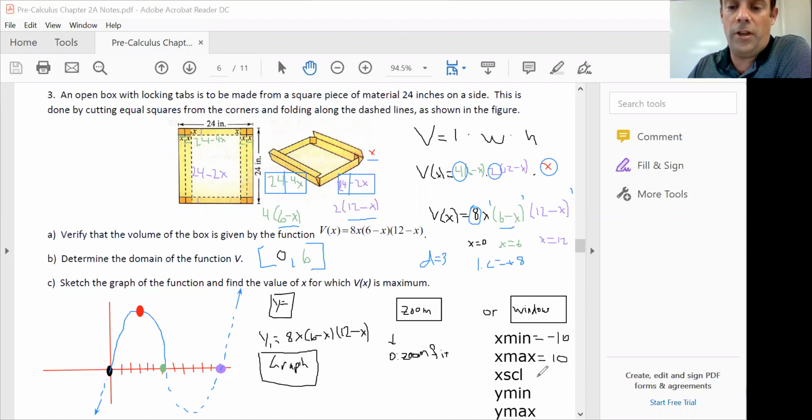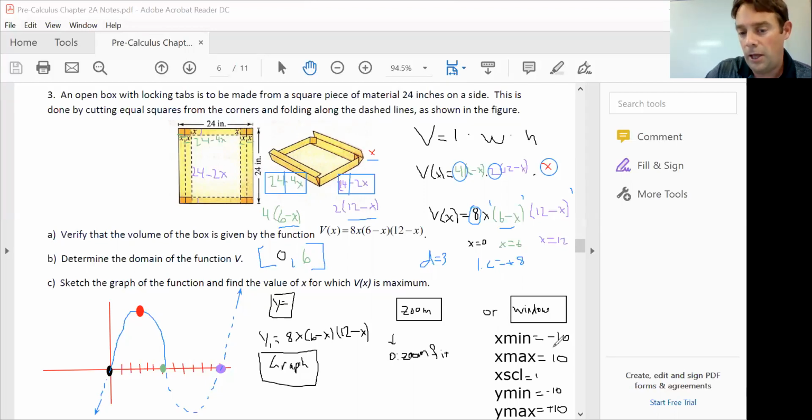+10. The X scale, you don't need to worry about. We'll always just leave that alone. That's at 1. It's always going to go from -10 to +10. It always goes back and defaults to that. What I recommend doing is I like to play with it a little bit. So I know that I'm only dealing with values between 0 and 6. I know my X-intercepts are anywhere from 0, 0 to 12, 0.